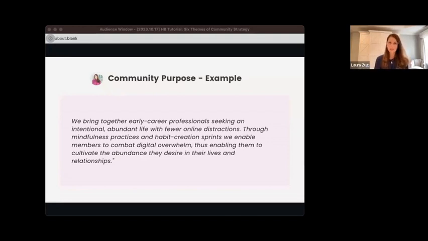So let's look at one example. This is fictitious, though it is somewhat inspired by a previous client. We bring together early career professionals, so super specific, seeking an intentional, abundant life with fewer online distractions. So that's the who. Through mindfulness practices and habit creation sprints, the what, we enable members to combat digital overwhelm, the results, thus enabling them to cultivate the abundance they desire in their lives and relationships. So you could even extend that a little bit more and think about what impact that would then have on their families and the world. But that's a quick example of what your community purpose statement should look like.